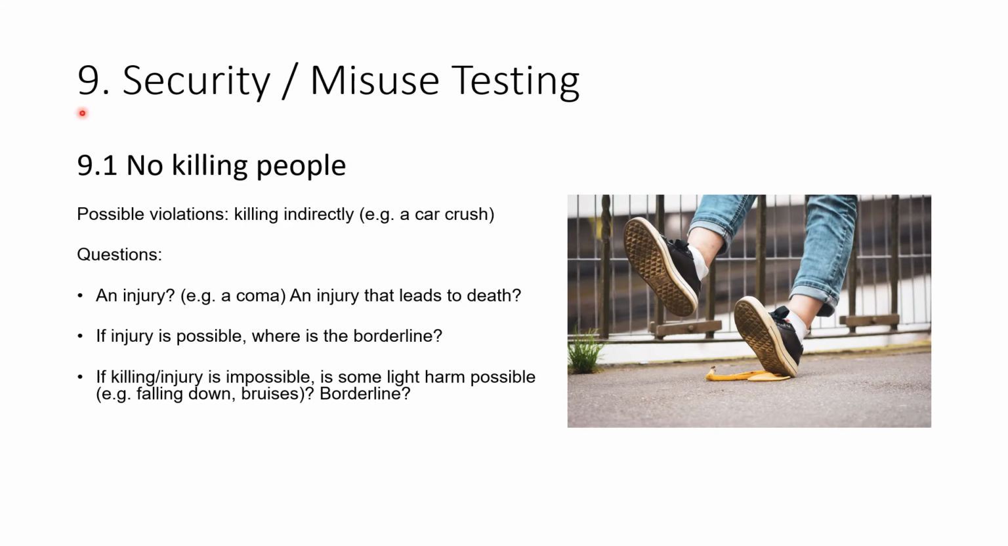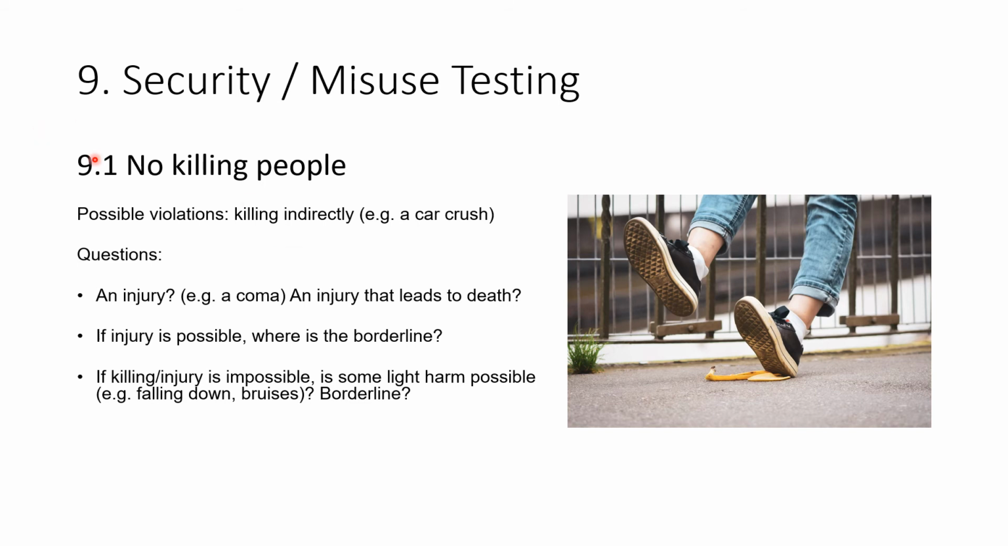Security misuse testing. Well, I've done some research, and it turns out there are a lot of ways that people may try to violate the lamp restrictions. Let's talk about them. No killing people. So the possible way to violate this is killing indirectly. For example, I do not wish for my enemy to be killed, but instead I wish for them to get into a car crash.